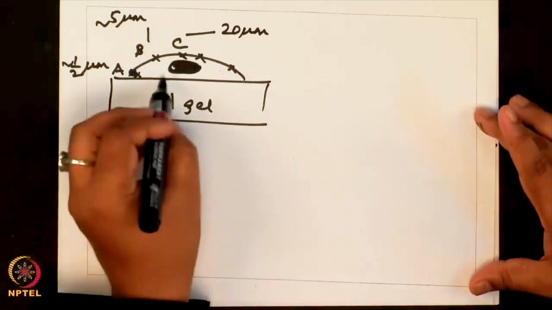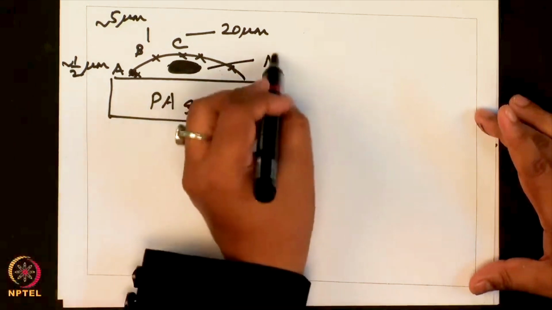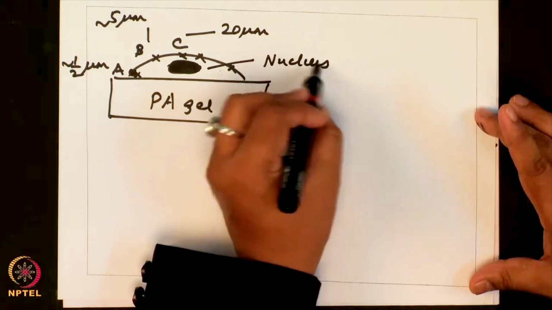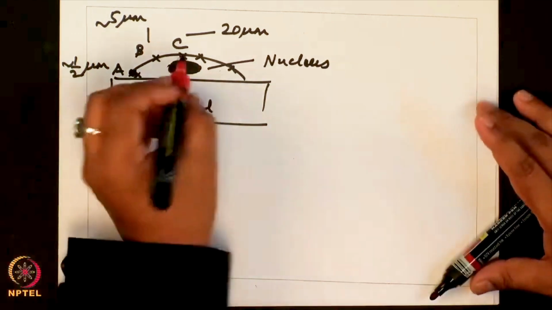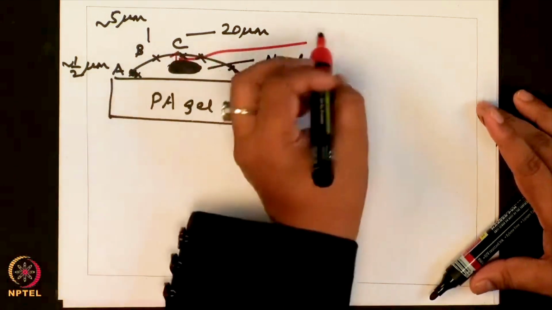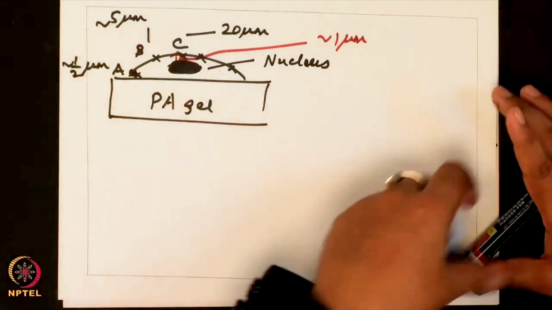So, what you see is at point C, you have the nucleus right underneath the top of the cell, okay, to the extent that this gap can be of the order of 1 micron. So, most of it is the nucleus at this point.